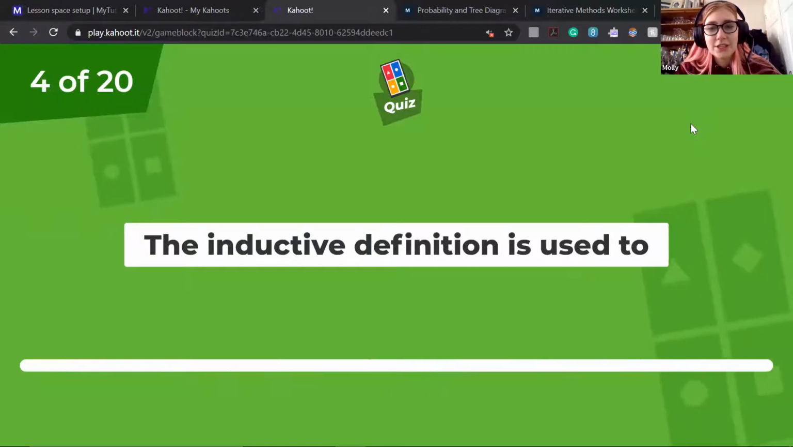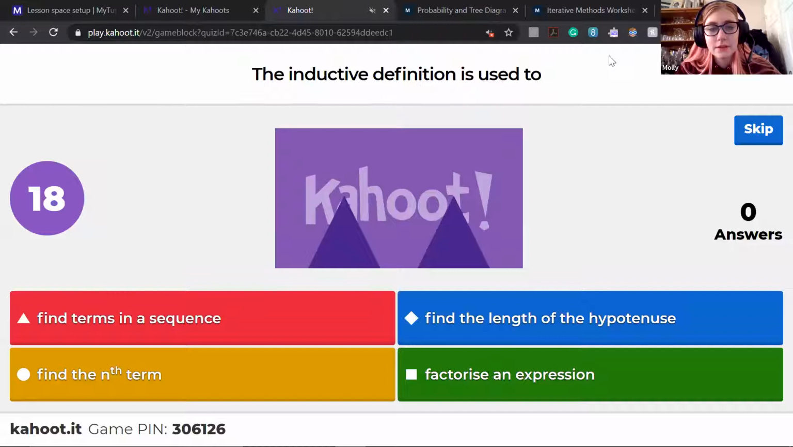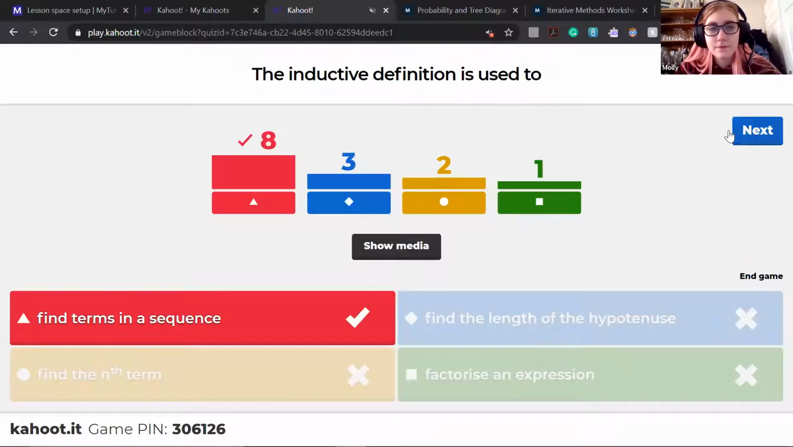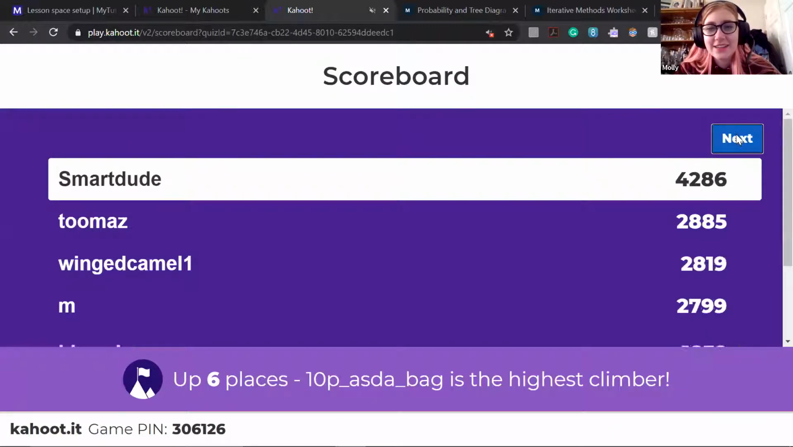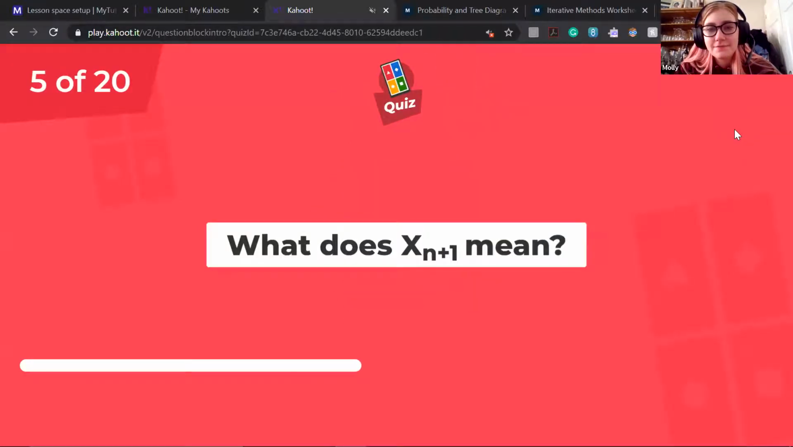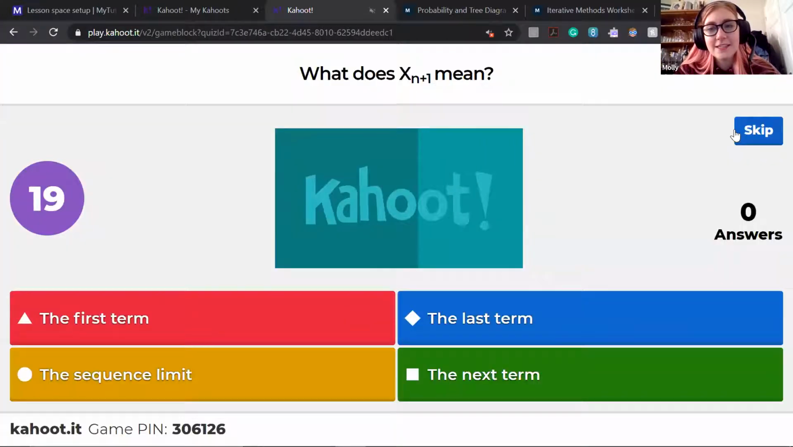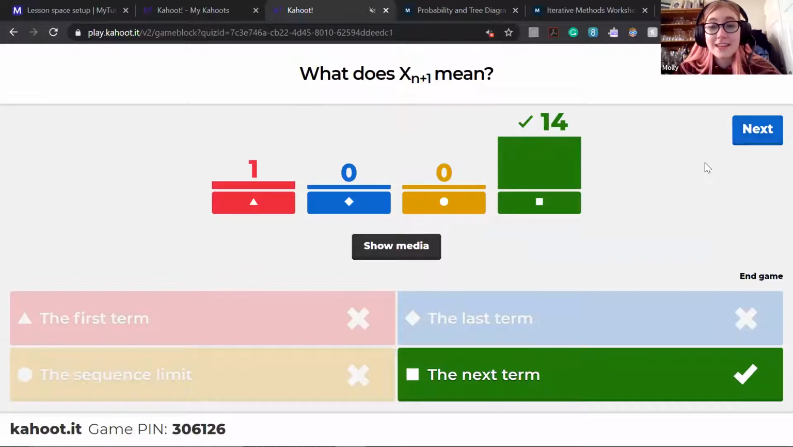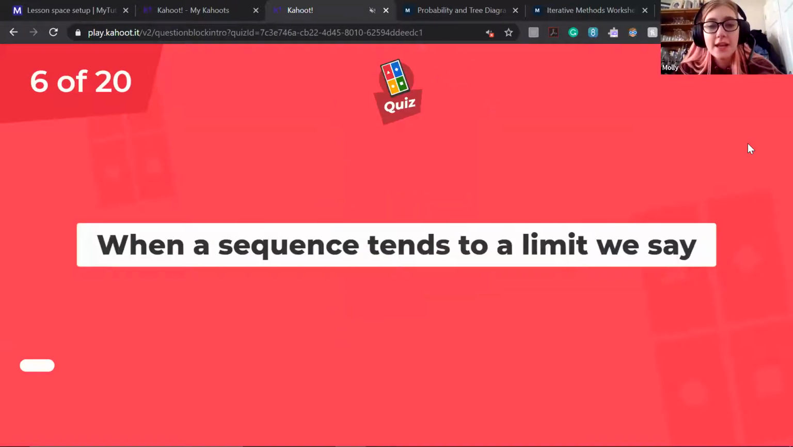Inductive definition. Again, these will probably be guesses until we go through it in the lesson. Okay, lots of people knew that. It's how we find terms in a sequence, and we'll see what that means throughout. xn plus 1. We've had a couple of questions like this, so you should be able to have a stab at this one. Brilliant, almost everybody got that. It's the next term. xn is the current, xn minus 1 is the previous, xn plus 1 is the next one.